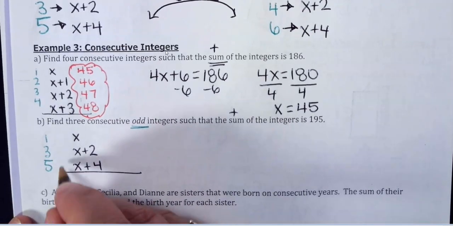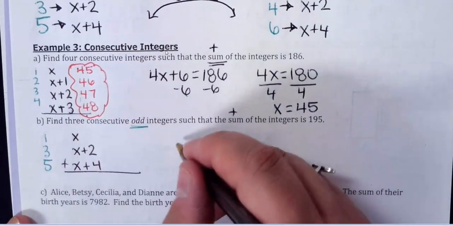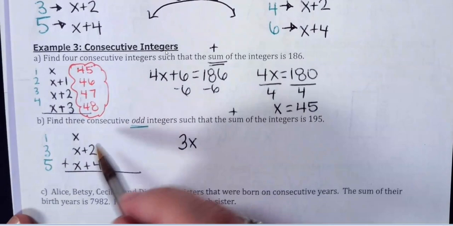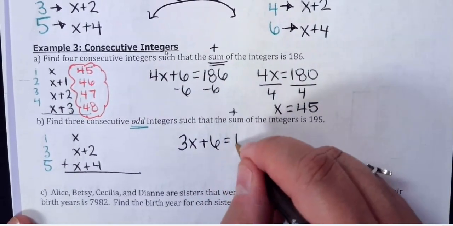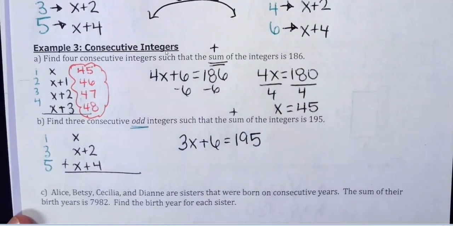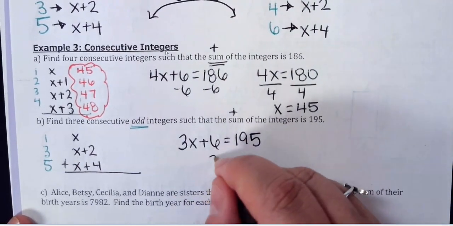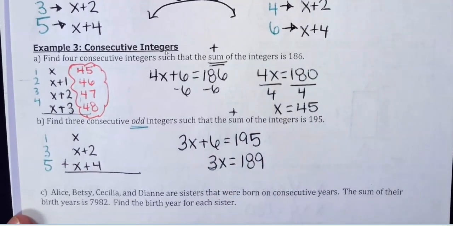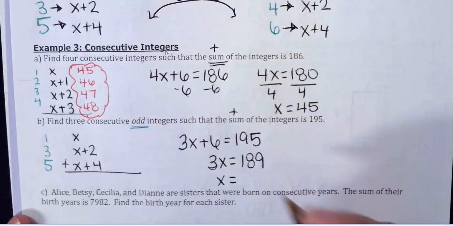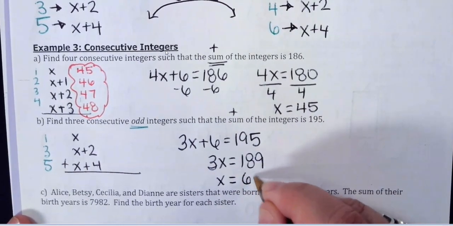I would literally just add those up. You got 3 x's stacked on top of each other, so 3x. 2 and 4 is 6. And you set that equal to the sum, which is 195. And then from there, you're good. Just subtract 6. So we're going to get 3x is equal to 189. And then I'm going to divide that. So that should be 63.